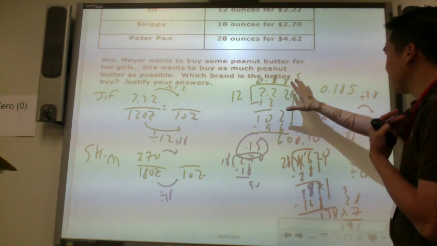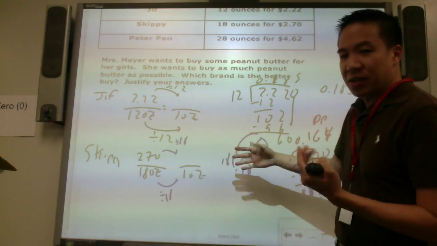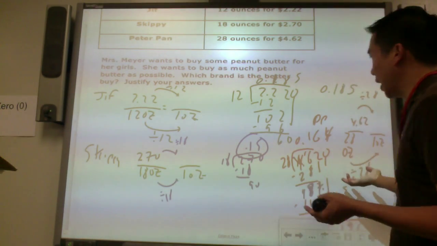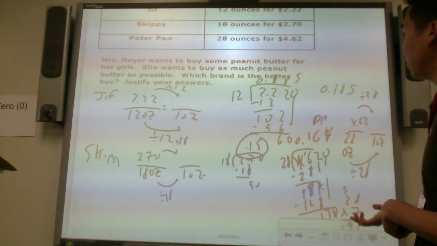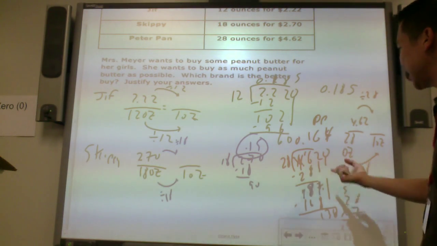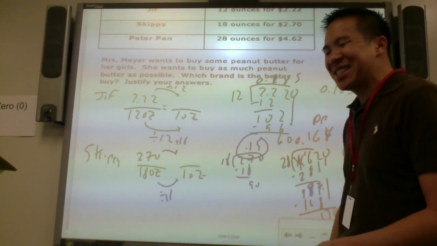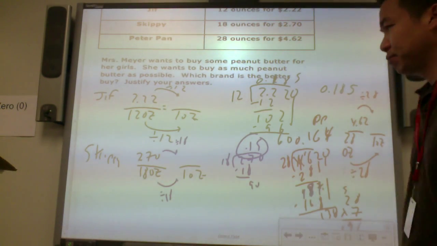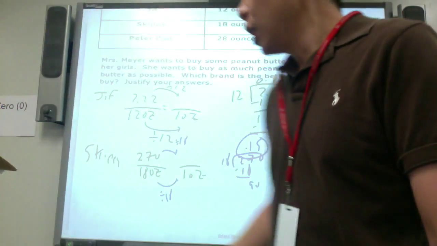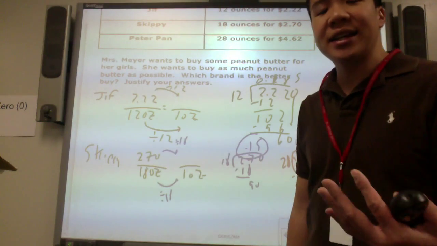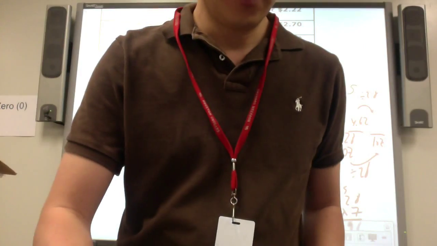If you look at it, it's about 18.5 cents for Jif. Skippy is 15 cents, flat out. But Peter Pan is about 16 cents. So which one is the better buy? Skippy is the better buy. And for unit rate, again, you are breaking it down to 1 unit, or per unit.